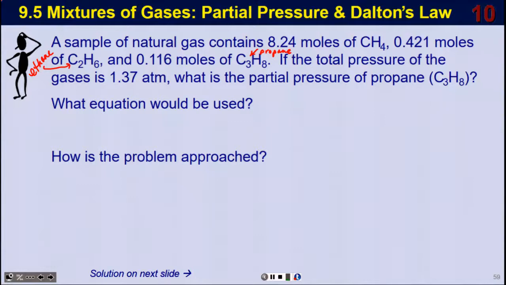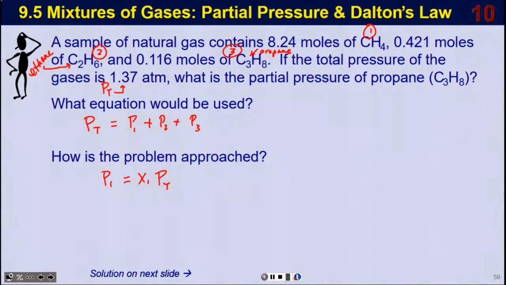If the total pressure of the gases is given here as 1.37 atmospheres, we're going to figure out the partial pressure of the propane. Well, what equation are we going to use? Remember that the total pressure is going to be pressure 1 plus pressure 2 plus pressure 3. And we also need to figure out each of the individual pressures, which aren't yet given to us. But we can relate these individual pressures. Pressure 1 is going to be its mole fraction times the total pressure. And that can be applied to pressures 2 and 3. So let's just call methane gas 1. We can call ethane gas 2 and propane gas 3, which is the one we want in this case.